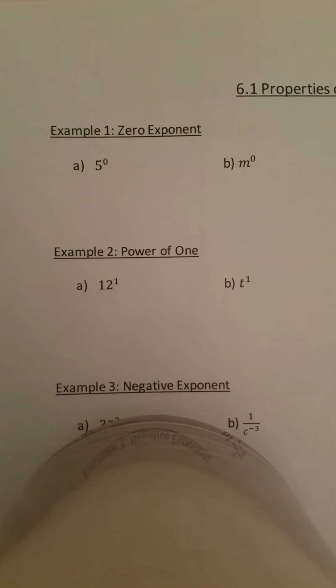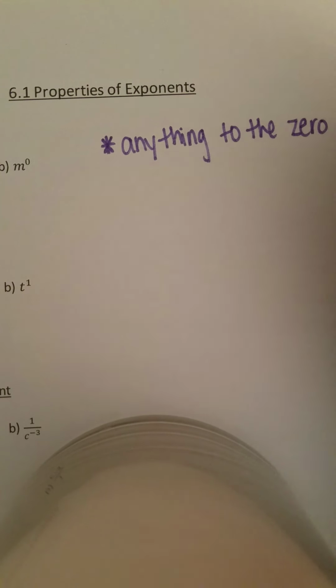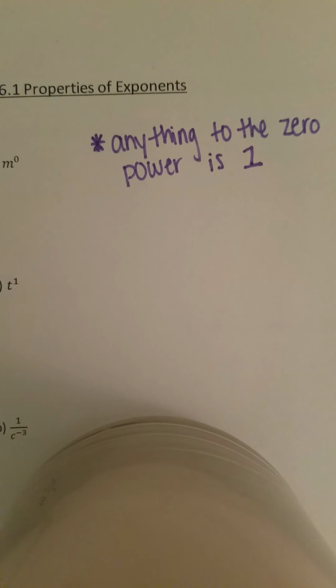But let's get started. So the first one is a 0 exponent. So off to the side, we're going to write: anything to the 0 power is 1. So anything that has a 0 as an exponent will always be equal to 1.